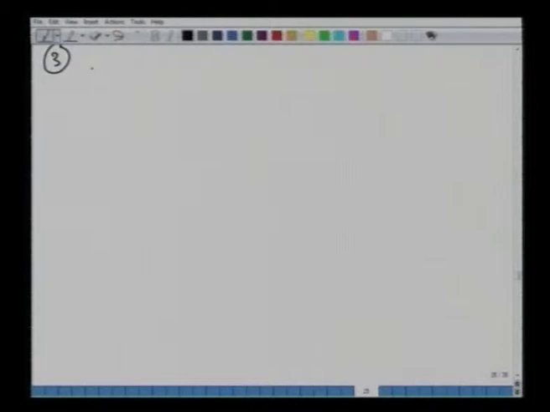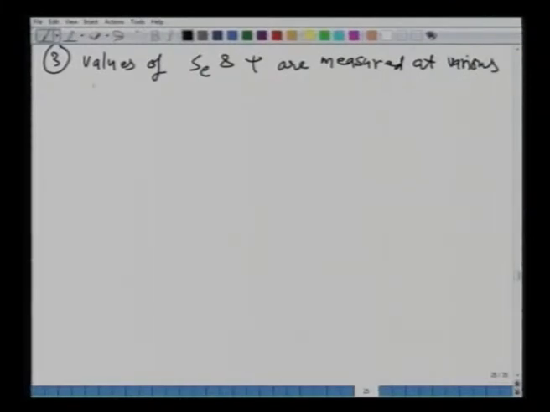So, in the third step, the values of SE and psi, the suction head, are measured at various times or stages. Okay. How do we do that? SE, as we know, is nothing but the soil moisture content, all right. So, we can measure the soil moisture content at any given time in the field, in the sample.